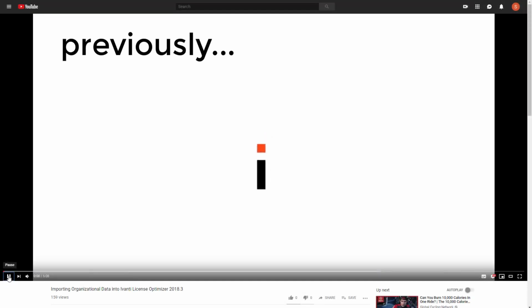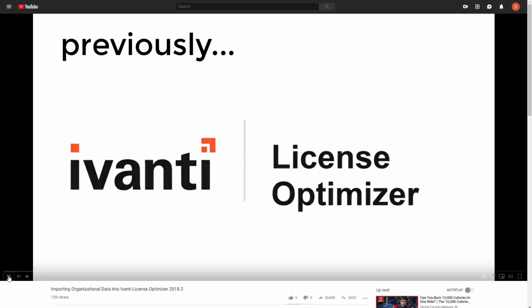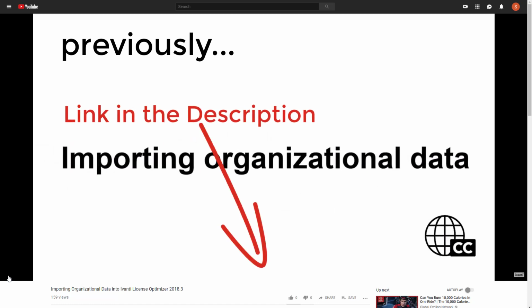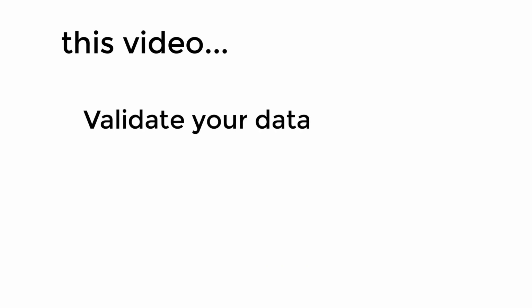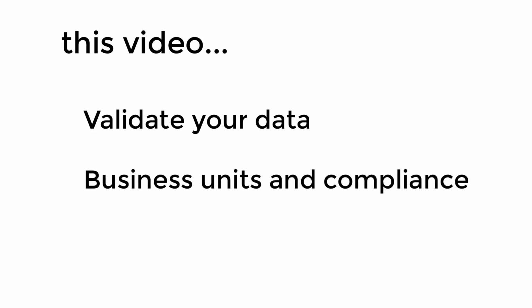We discussed importing your business unit structure in an earlier video, which I have included a link to in the description. This video, however, is going to show you a way in which you can use business units and License Optimizer to help you to validate your data, and a way in which business units can affect your license compliance.